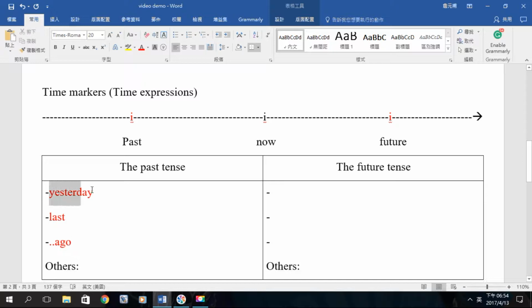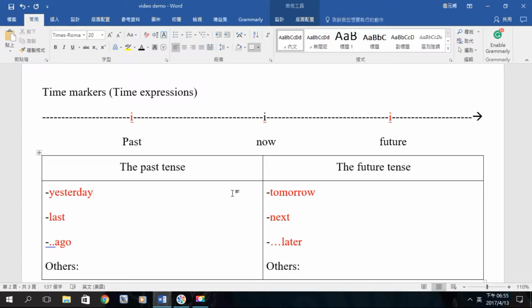Now, the opposite of yesterday is tomorrow. And the opposite of last is next. And the opposite of ago is later. So, as you can see, these time markers are opposite. Yesterday versus tomorrow, last versus next, ago versus later. Let's talk about how to use these keywords.